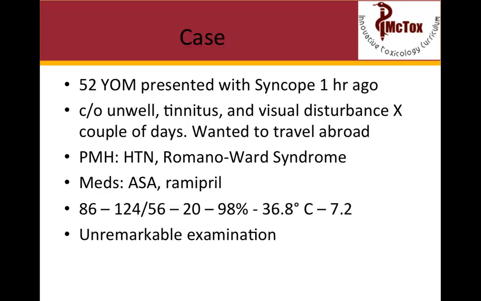Jumping right into our first case, we have a 52-year-old man with a syncopal episode a few days after feeling unwell with tinnitus and blurring of his vision. He recently returned from traveling abroad, where he passed through several regions where he was required to take malaria prophylaxis. His history is significant for hypertension and a type of inherited long QT syndrome called Romano-Ward. He's taking ASA and an ACE inhibitor.